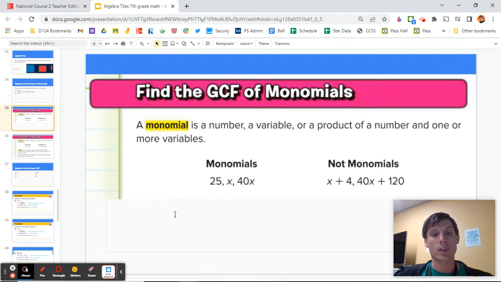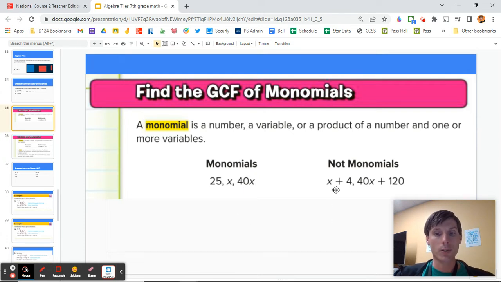So other examples could be things like 17, 36x. We can have other variables as well, 25a. So those are all examples of monomials, all right? So again, we have either a constant, a variable, or a coefficient with a variable together, okay?